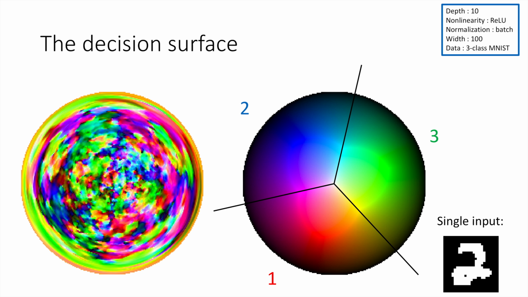We find that for the 10-layer batch-ReLU network, the complexity of the decision surface is quite high. As we move through the parameter space, colors switch rapidly, and therefore labels switch rapidly as well. In other words, a small perturbation to the parameter value leads to a large change in the output that this input is being mapped to.